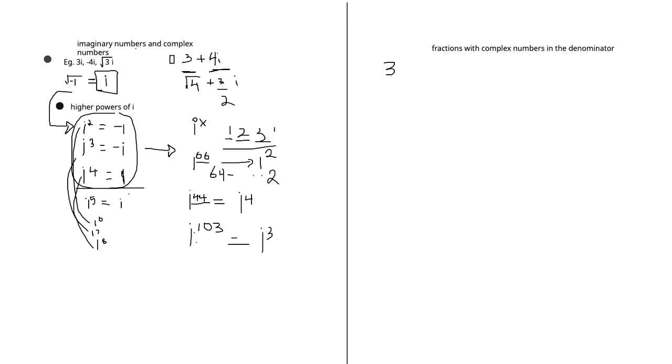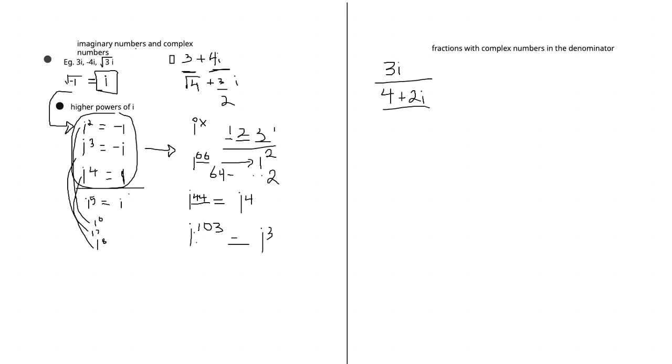Let's say you have 3i all over 4 plus 2i. Okay. So now we want to eliminate. Before you proceed, you'd have to eliminate the imaginary number in the denominator here. That's what you are going to learn about.